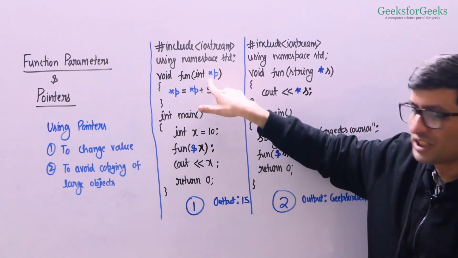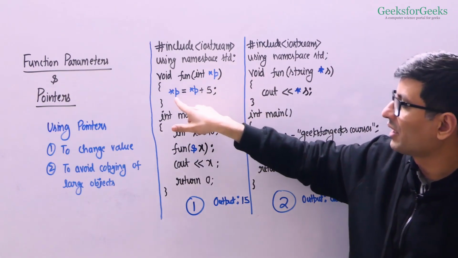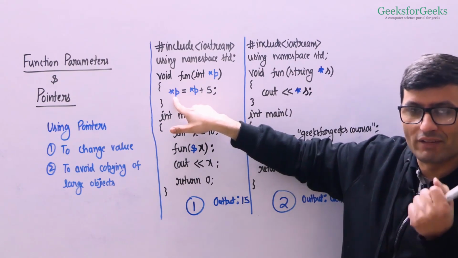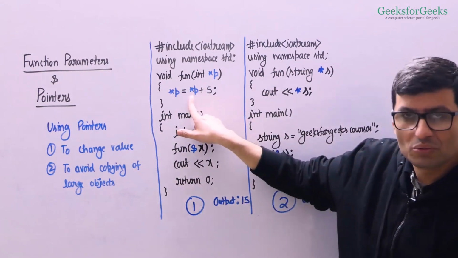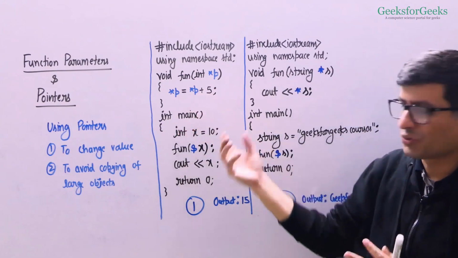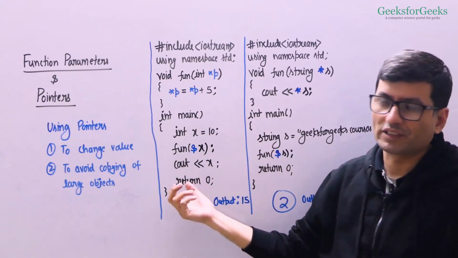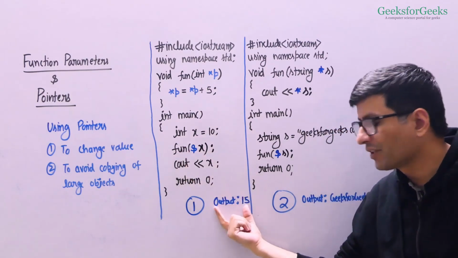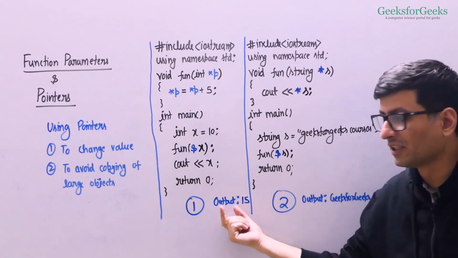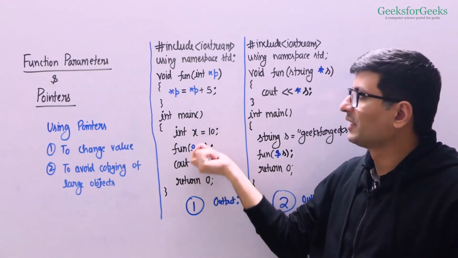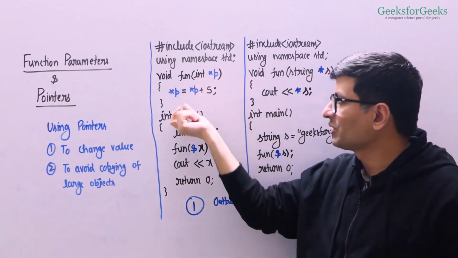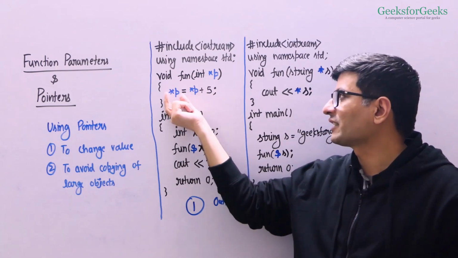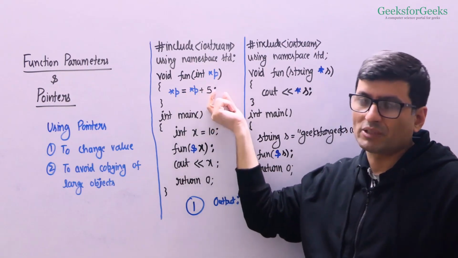We receive it as a pointer, and now we go to that address using the dereference operator. We get the value at that address and change it to star p plus 5, and this way we are able to change the value of x. The value of x, which was 10 here, will be 15 after the function call, because we passed the address of x, received it in a pointer variable, and using the dereference operator changed the value at this address. The value at this address is the current value at this address plus 5.